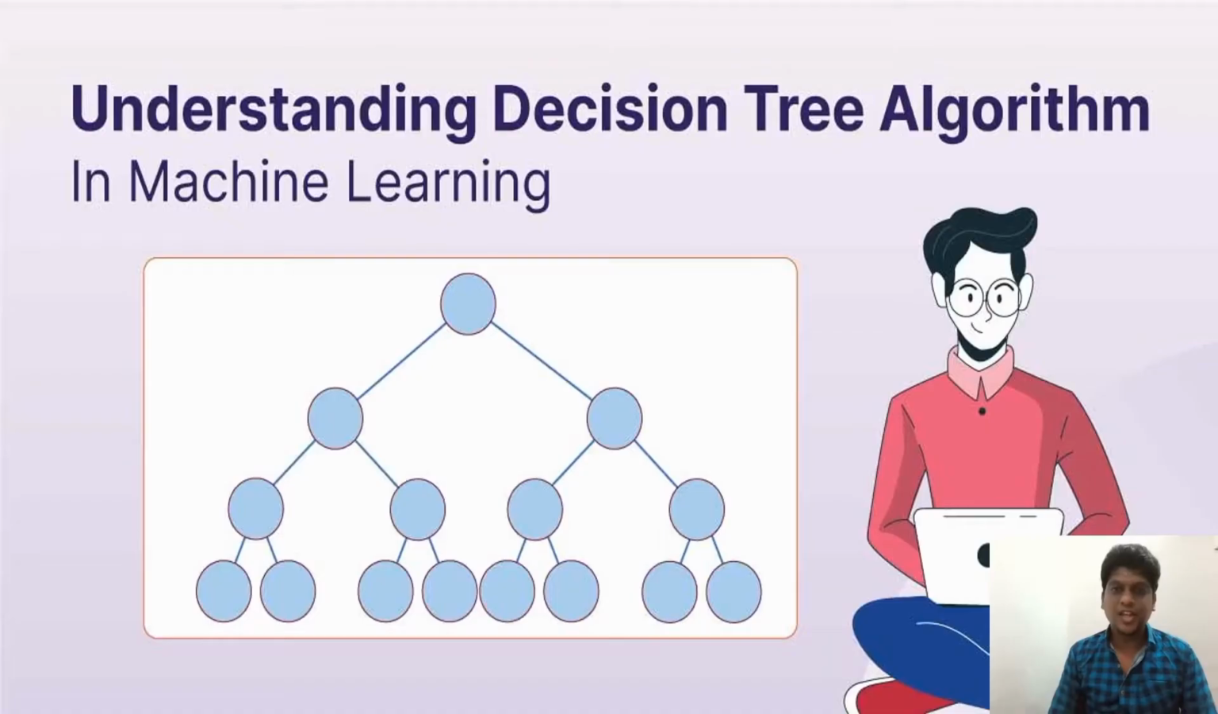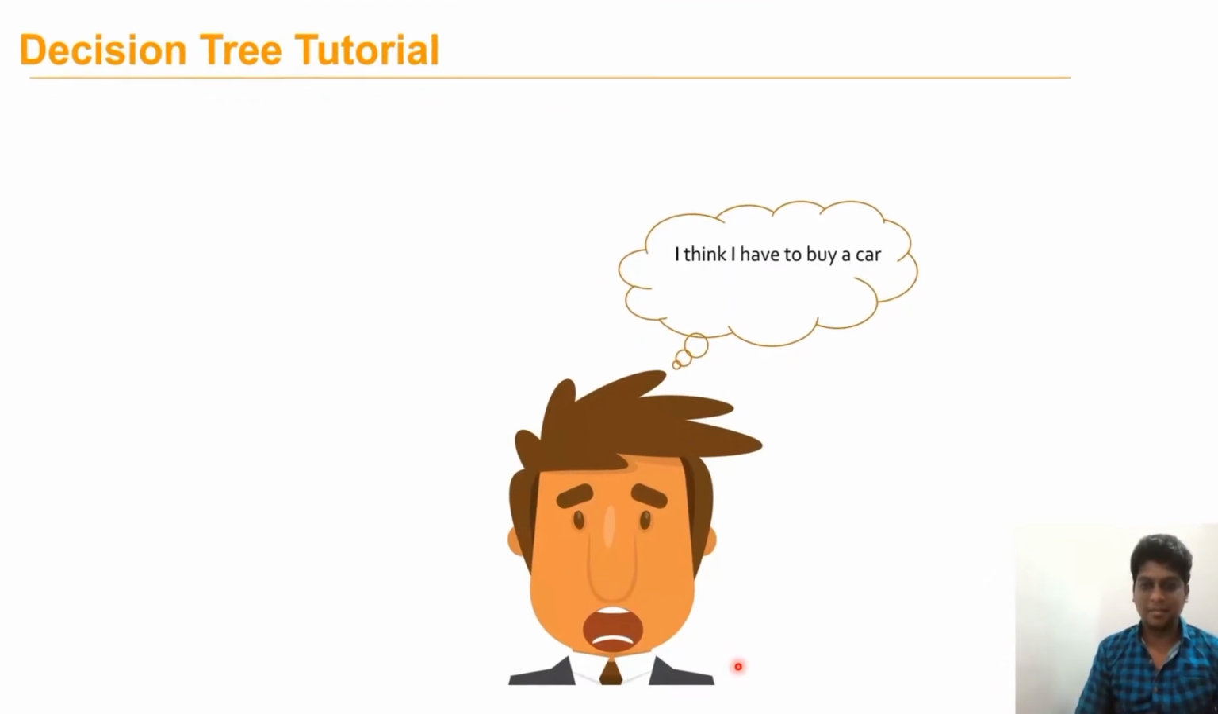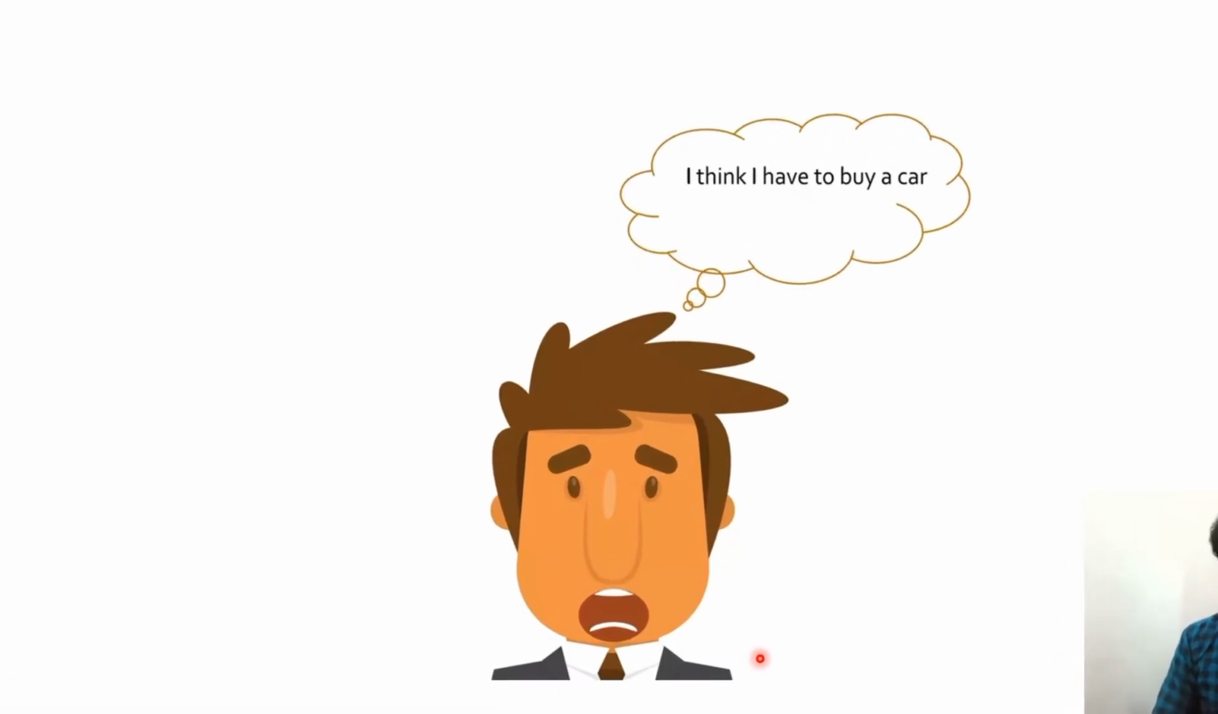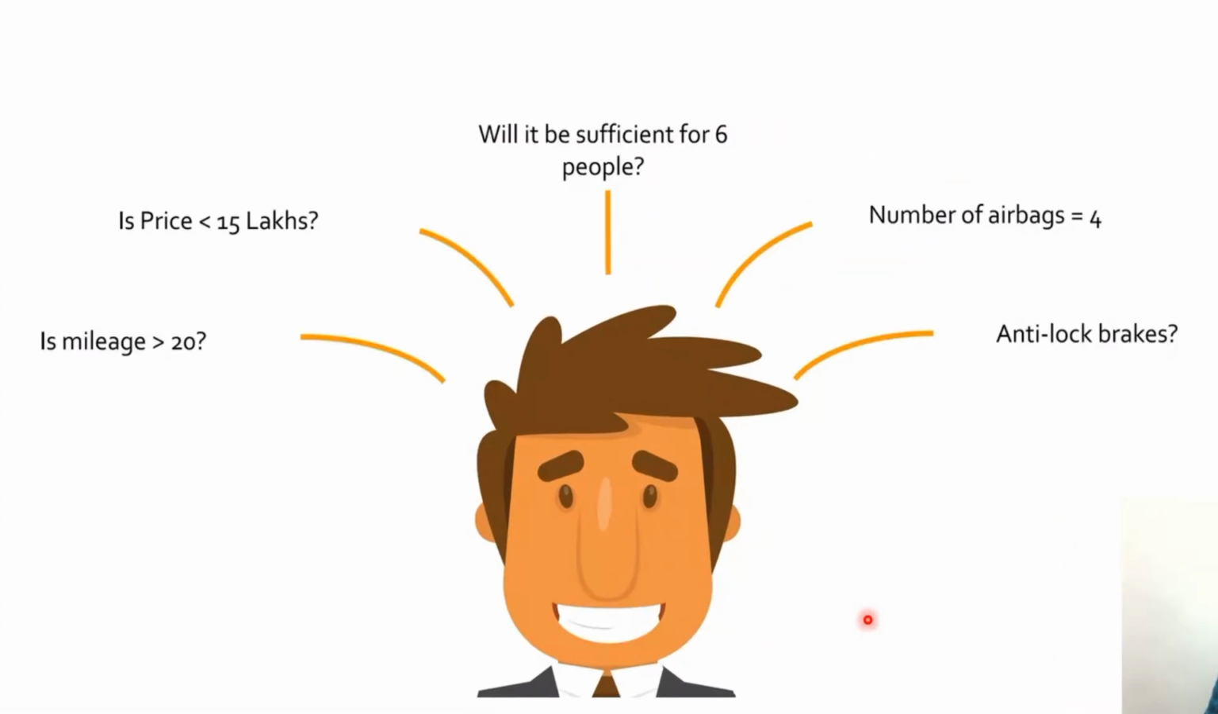Let us see decision tree in detail. Let us consider an example. Now I want to buy a car. What are the things I should note first? I have to look out for certain parameters before buying a car.